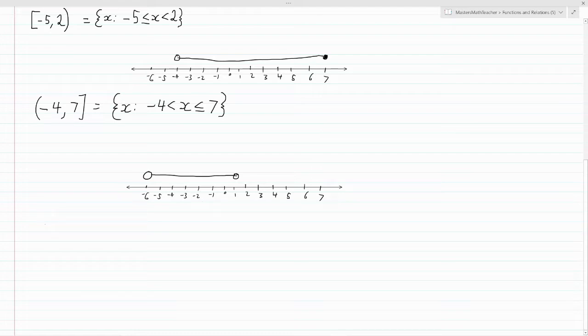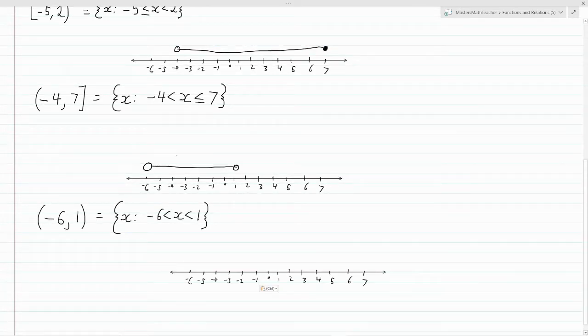Alright, so let's do interval notation first. We're starting at negative 6, the lowest number. We're going to 1. We have a hollow dot at negative 6, so a circle bracket, and a hollow dot at 1, so another circle bracket. Let's try it in set notation. x such that x is greater than negative 6, but less than 1. Close the set notation.